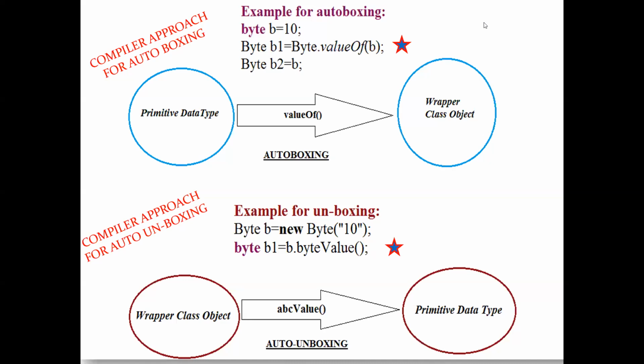Next point. In Java applications, collection objects are able to allow only a group of other objects, not primitive data types directly.